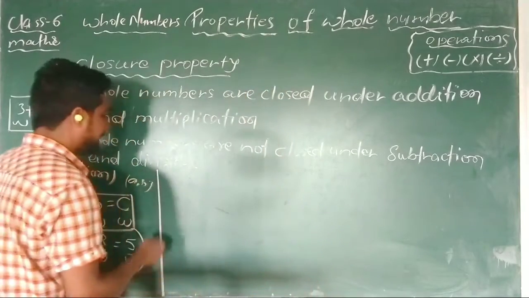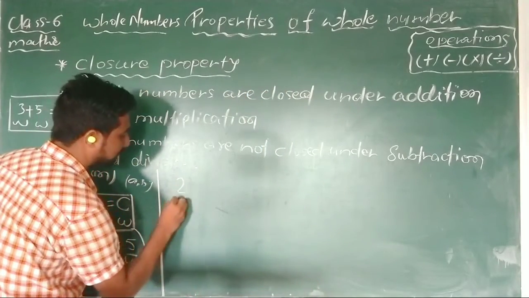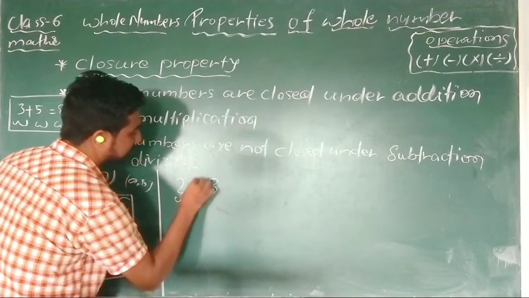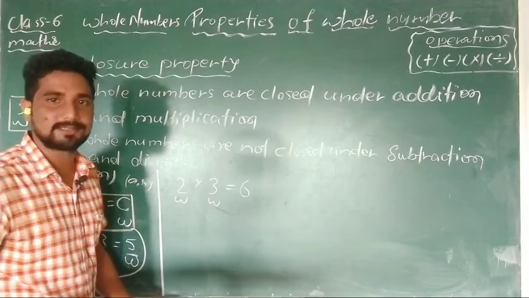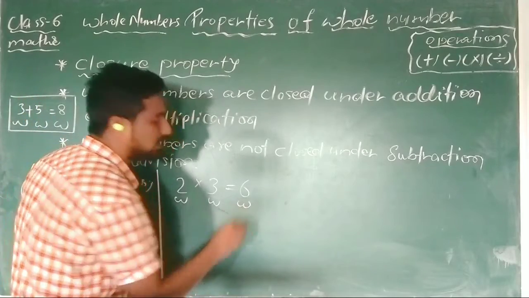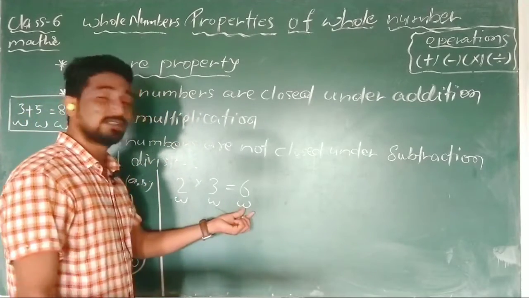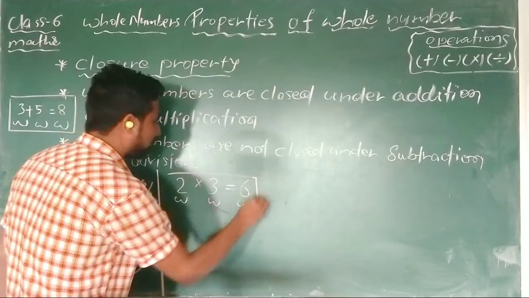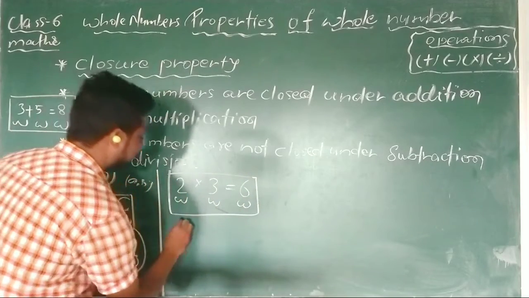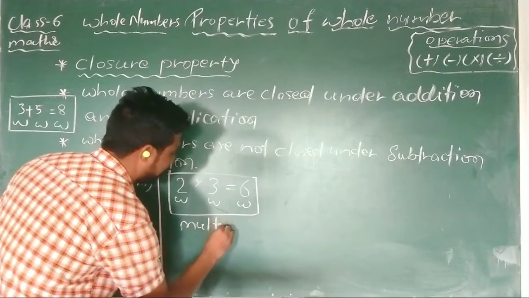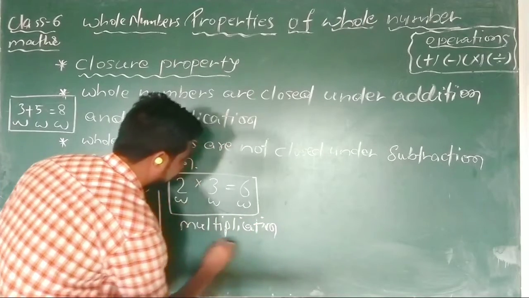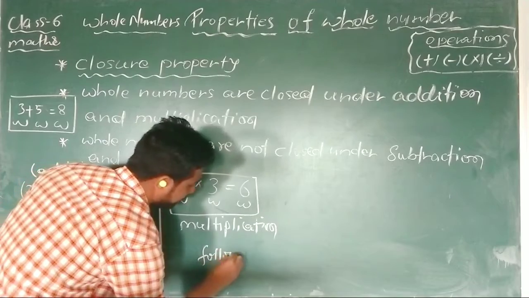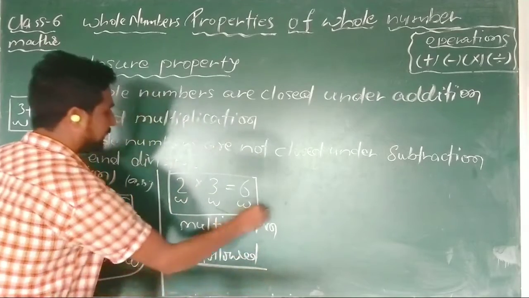Suppose 2 is a whole number and 3 is also a whole number. If you multiply 2 and 3, 6 will come, and 6 is also a whole number, isn't it? So this is why this property is followed for multiplication also. For multiplication operation it is followed.